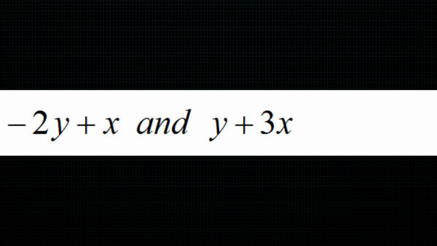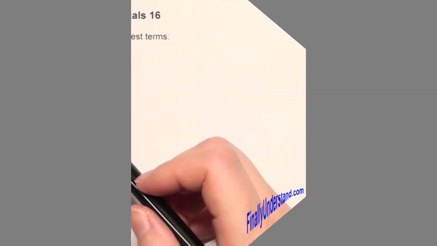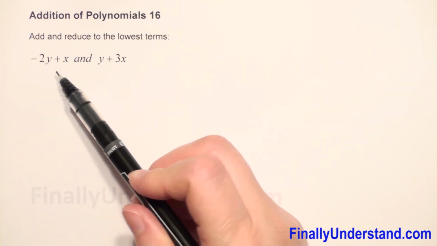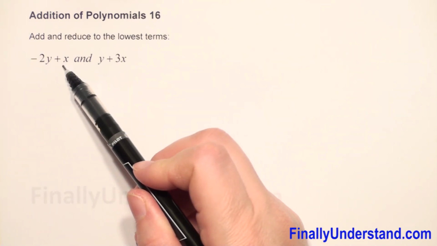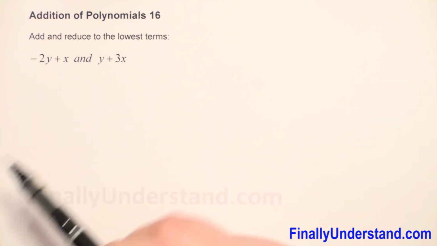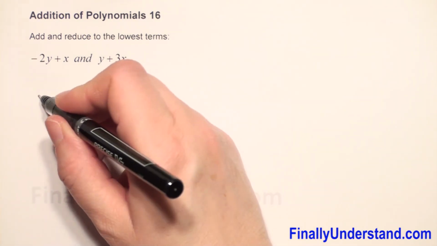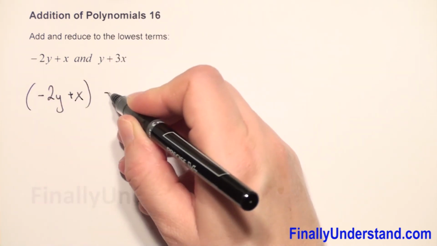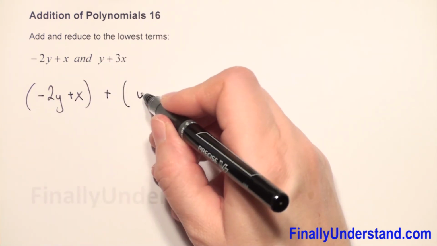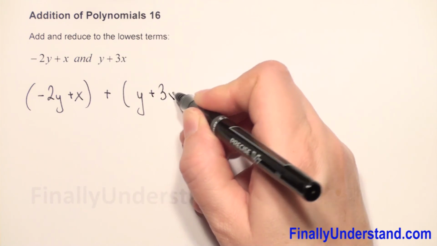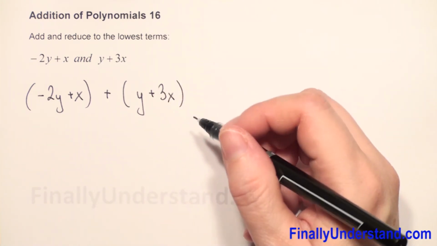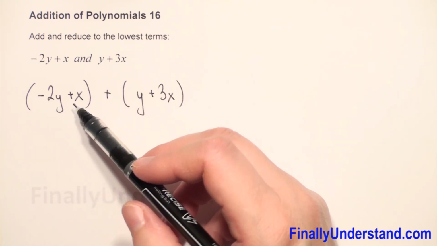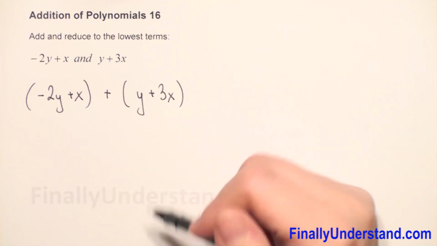We have addition of polynomials. In this example, our polynomials are binomials because they have two terms. So we have negative 2y plus x, and we have plus y plus 3x. We have to add these two binomials, because, like I said, they have two terms.